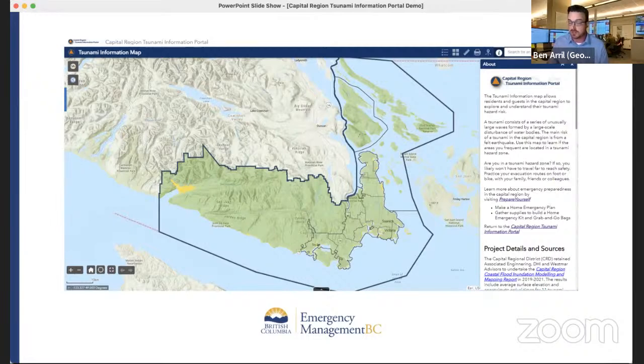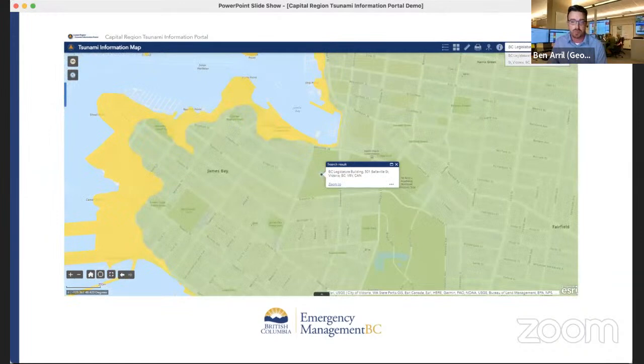As an example, let's use the BC legislature to see if it's at tsunami risk. So once you hit enter, the map will zoom in on the location you've searched for. I can see that the BC legislature is in the green zone, but what does that mean? If you click the green zone or yellow area near the address, you can find out if you're inside or outside of the tsunami hazard zone.